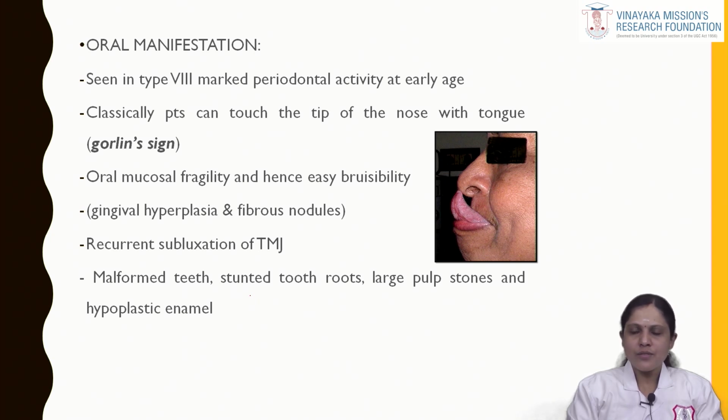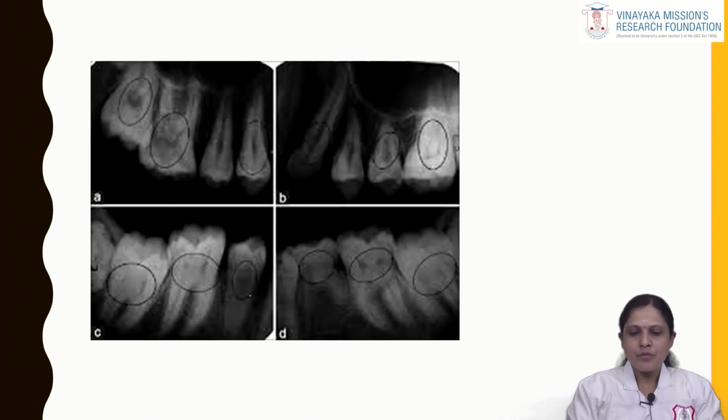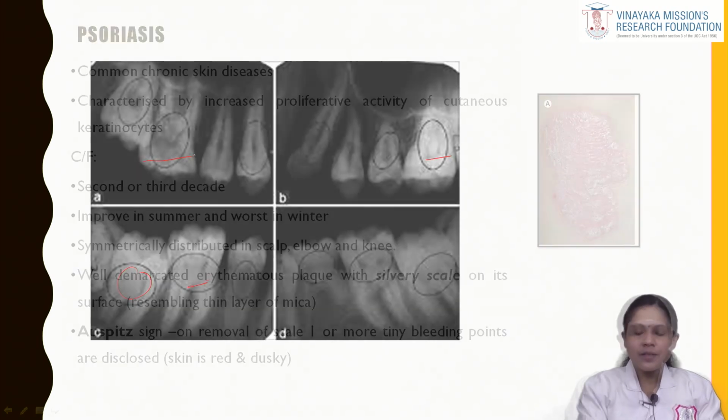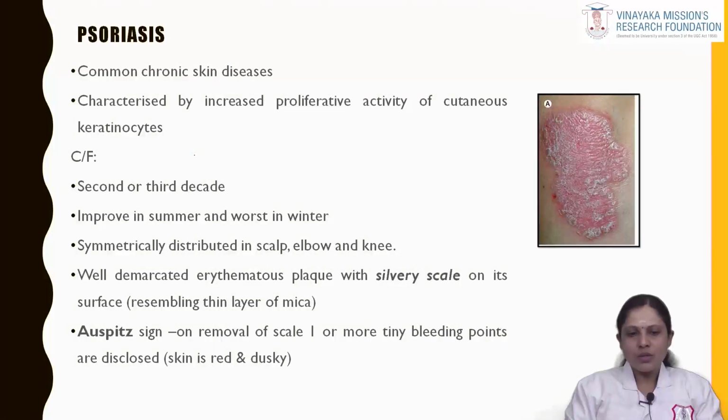And oral mucosal fragility and easy bruisability can be noted in oral mucous membrane also. And gingival hyperplasia and fibrous nodules can be seen. Recurrent subluxation of temporomandibular joint, malformed teeth, stunted root, large pulp stones and hypoplastic enamel can be noted. If you see here, multiple pulp stones can be seen in each quadrant. So this is about Ehlers-Danlos syndrome.